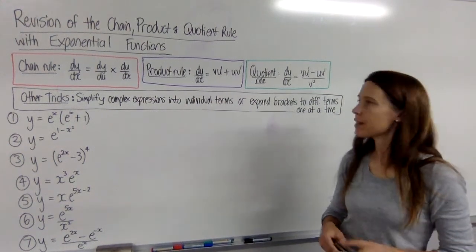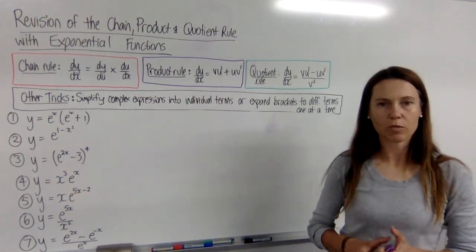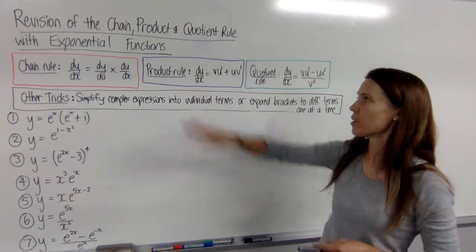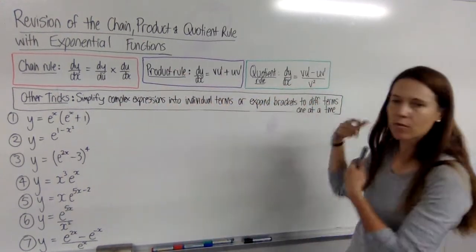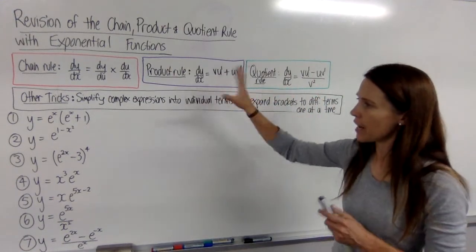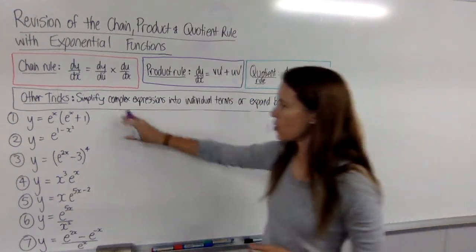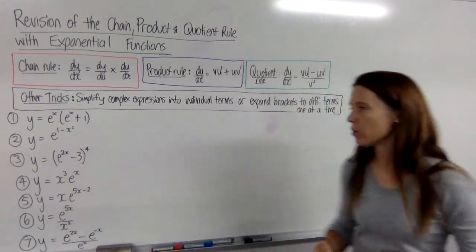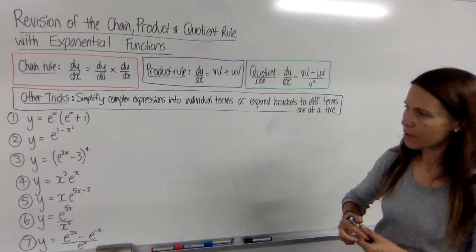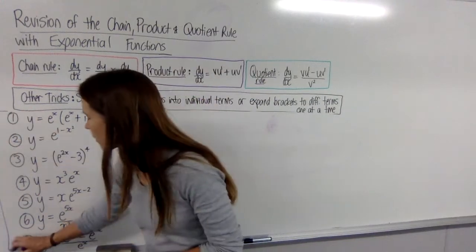Now we're going to revise the chain rule, the product rule, and the quotient rule when we're using them with exponential functions. So I've written out the three rules here. This is revision, so there's probably no need to write down everything, but pay attention to the different types of questions that I've put on the board here and the methods for completing them. Now we're going to differentiate all of these.